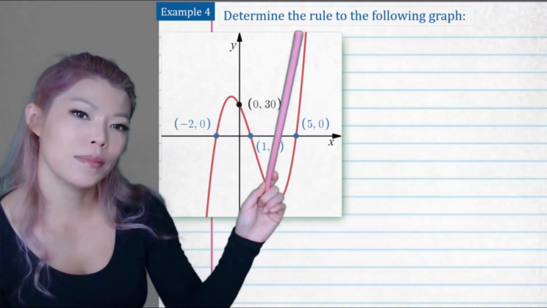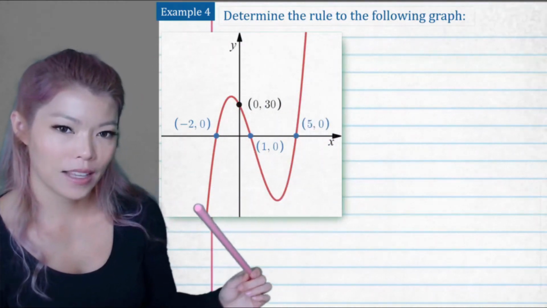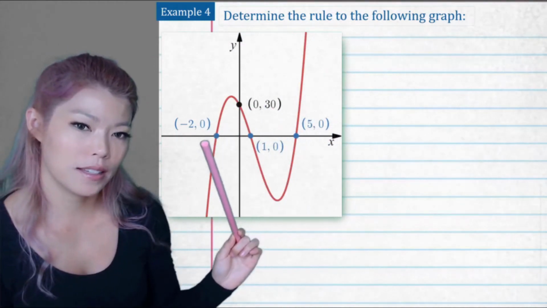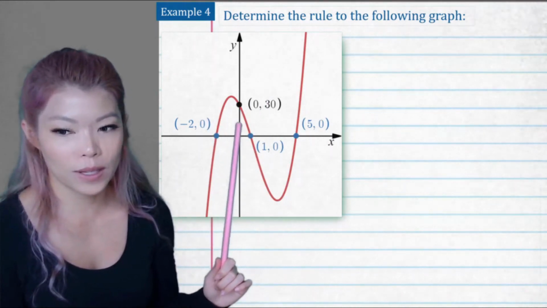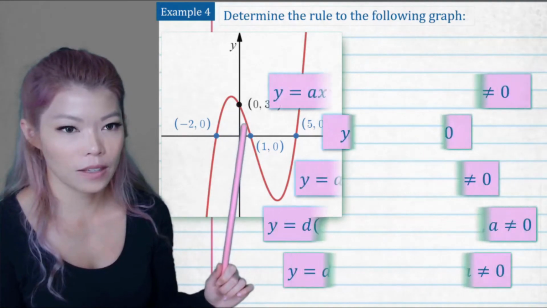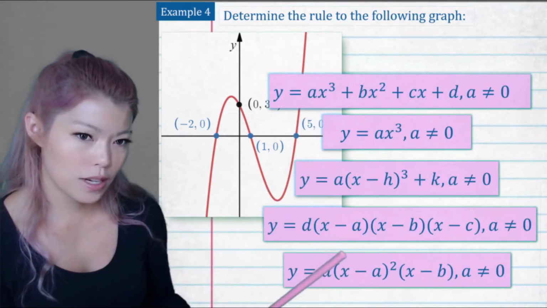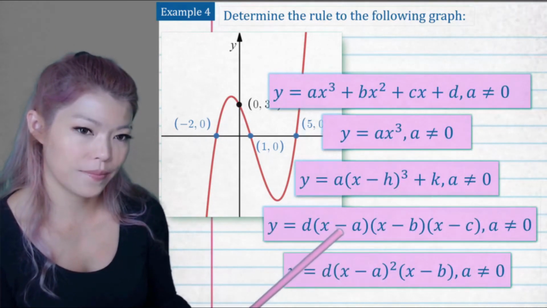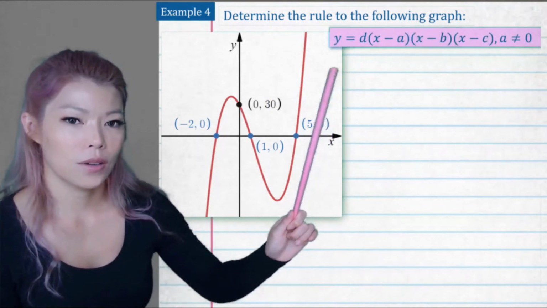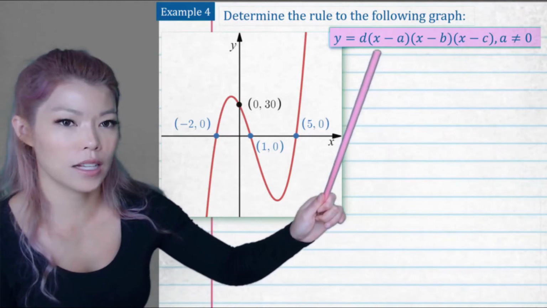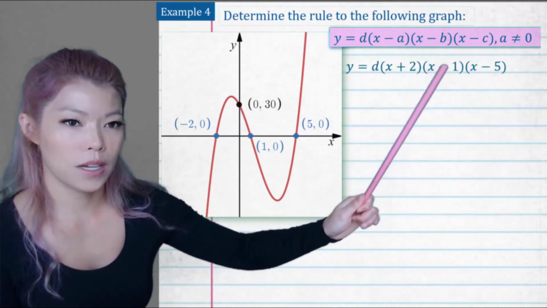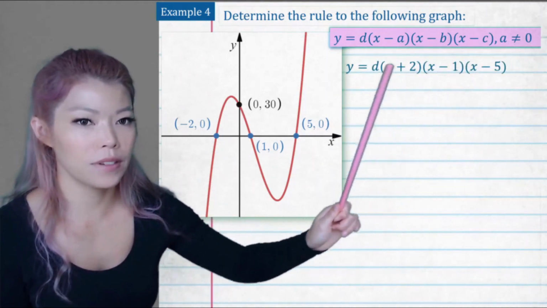Example 4, determine the rule for the following graph. So here we have a graph, and we can see that it has 3 intercepts. So which equation will we be using? The one that has 3 intercepts is this one here. So let's use that one. So we have -2, 1, and 5, or in other words, x plus 2, x minus 1, and x minus 5. Now we have to find d.